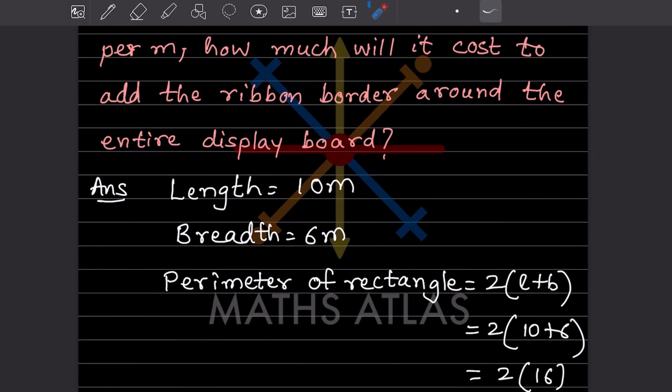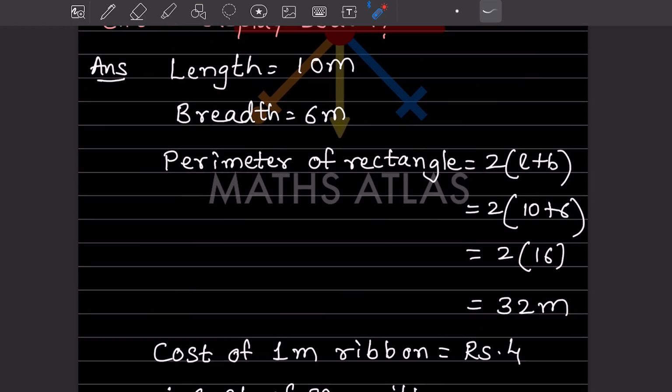So the perimeter of a rectangle, you know the formula, twice into length plus breadth. So length is 10 and breadth is 6, so twice will be here. So 2 into 10 plus 6 is 16, and when you multiply this, because here is a multiplication sign, that is 32 meter.